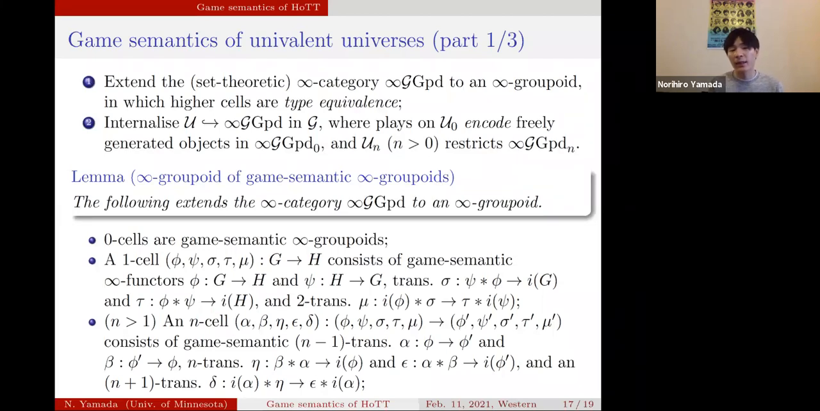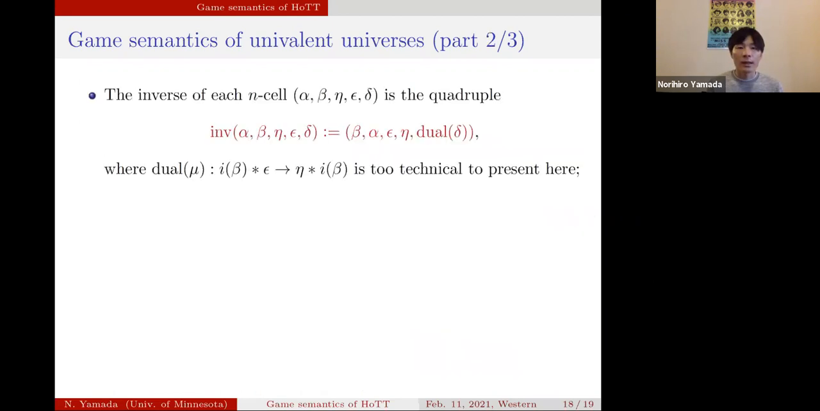The challenge is then, in turn, how to define inverses and compositions and so on for these quintuples. The inverse of each n-cell, which is a quintuple alpha, beta, eta, epsilon, delta, is given by this formula. Basically, we switch between alpha and beta here, and switch between eta and epsilon here. The last element is a bit technical to present here, but we can construct such an element of the appropriate form. It's a coherence between epsilon and eta.